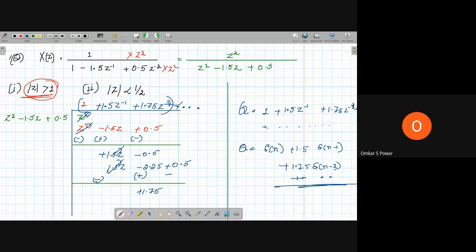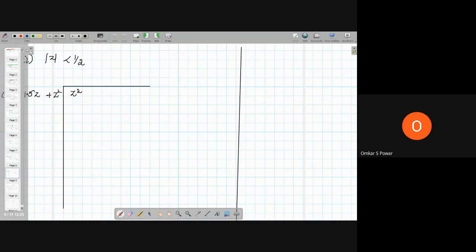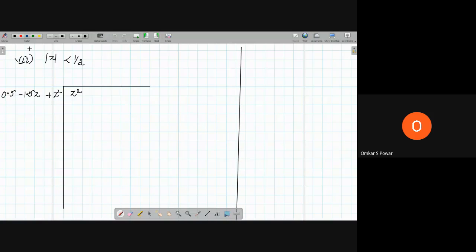Okay, there is no difference here. It's one methodology we are going to apply for different problems. For mod z less than half, the numerator stays as it is, and the denominator you write in a different fashion: 0.5 minus 1.5 z plus z square. Divide this, and you should get the quotient 2z square plus 6z cube plus 14z to the power of 4.